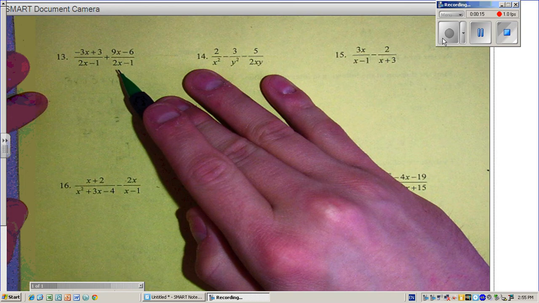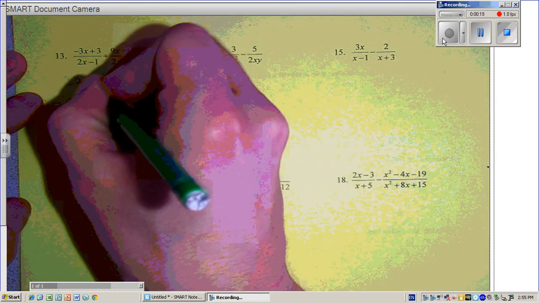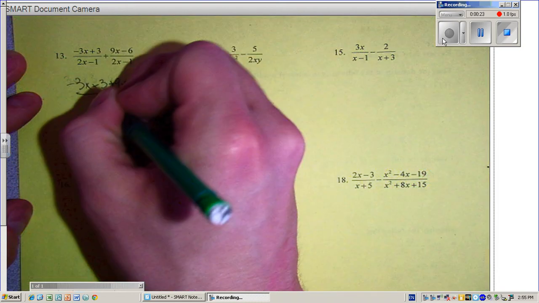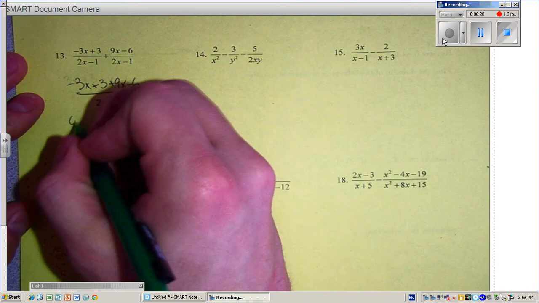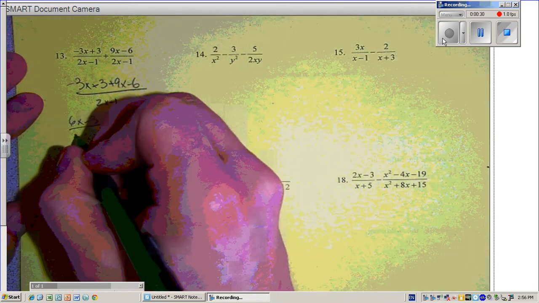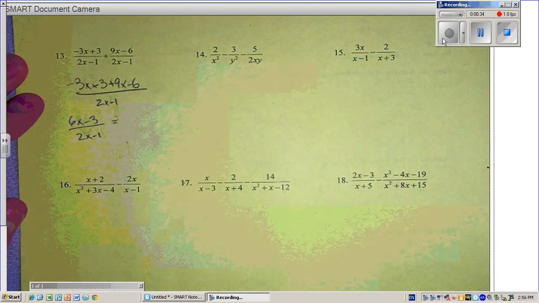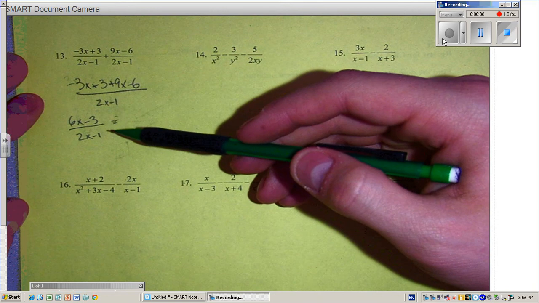So now we can just add the numerators across. Negative 3x plus 3 plus 9x minus 6 over that common denominator, 2x minus 1. Now we need to combine like terms, which gives us 6x minus 3 over that same denominator, 2x minus 1. And now we need to look at the numerator and denominator to see if we can factor either one.